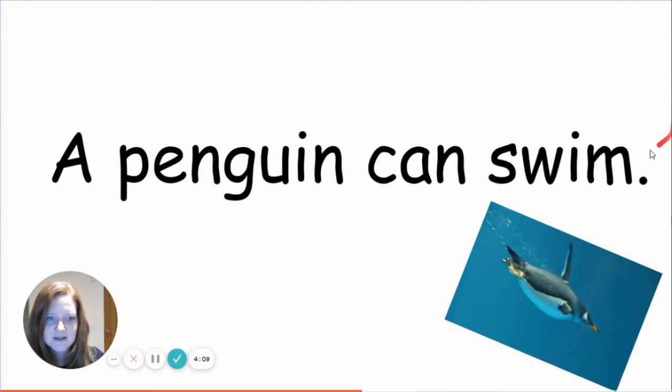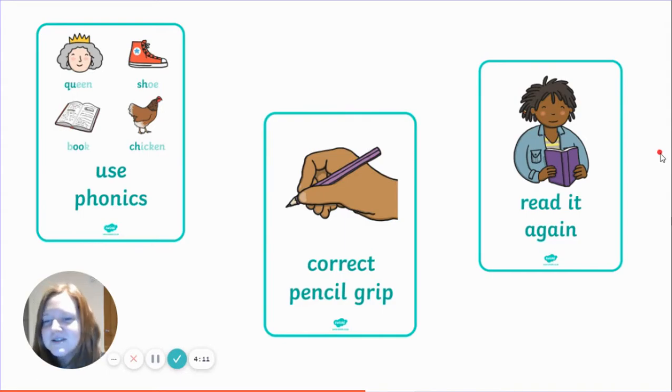Okay, so let's see if I can move on. So these are also sentence rules, but they are things to be thinking about. It's really important that we get our capital letters, our finger spaces, and our full stops perfect. But whilst we are writing, these are some things we need to think about.